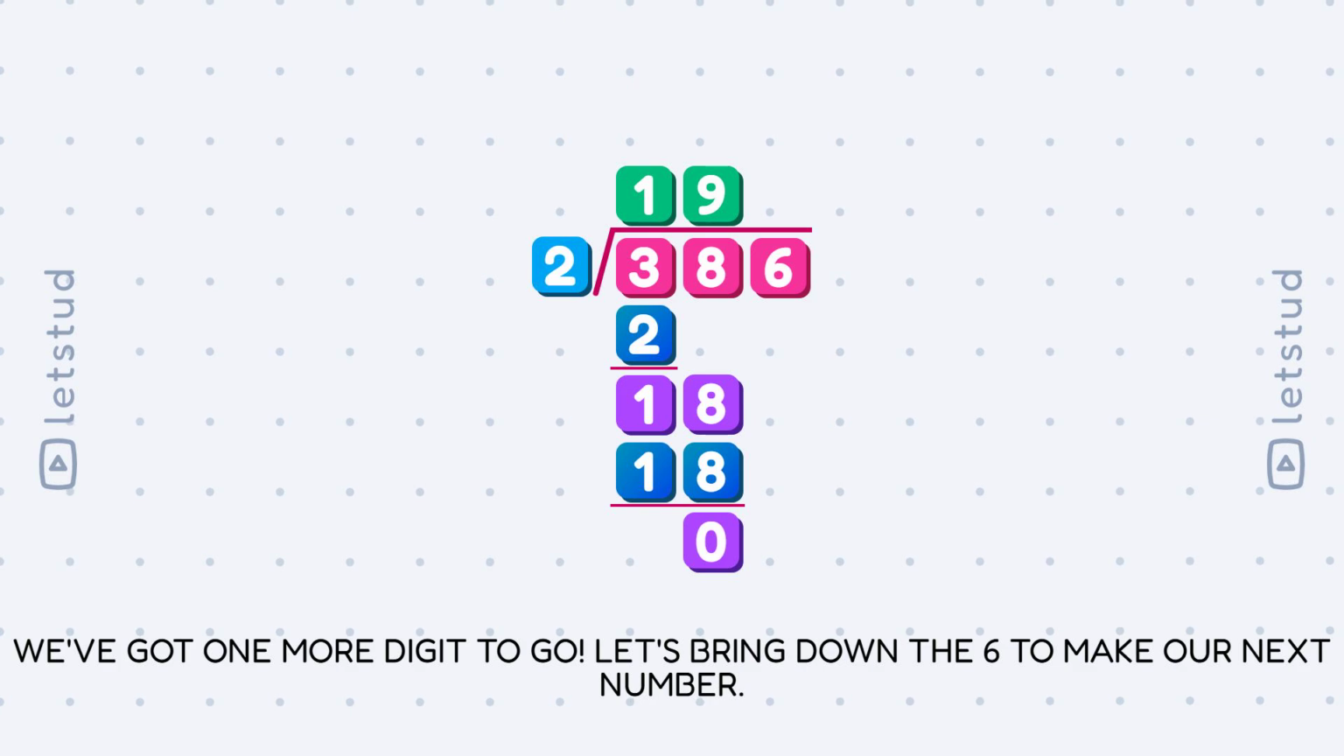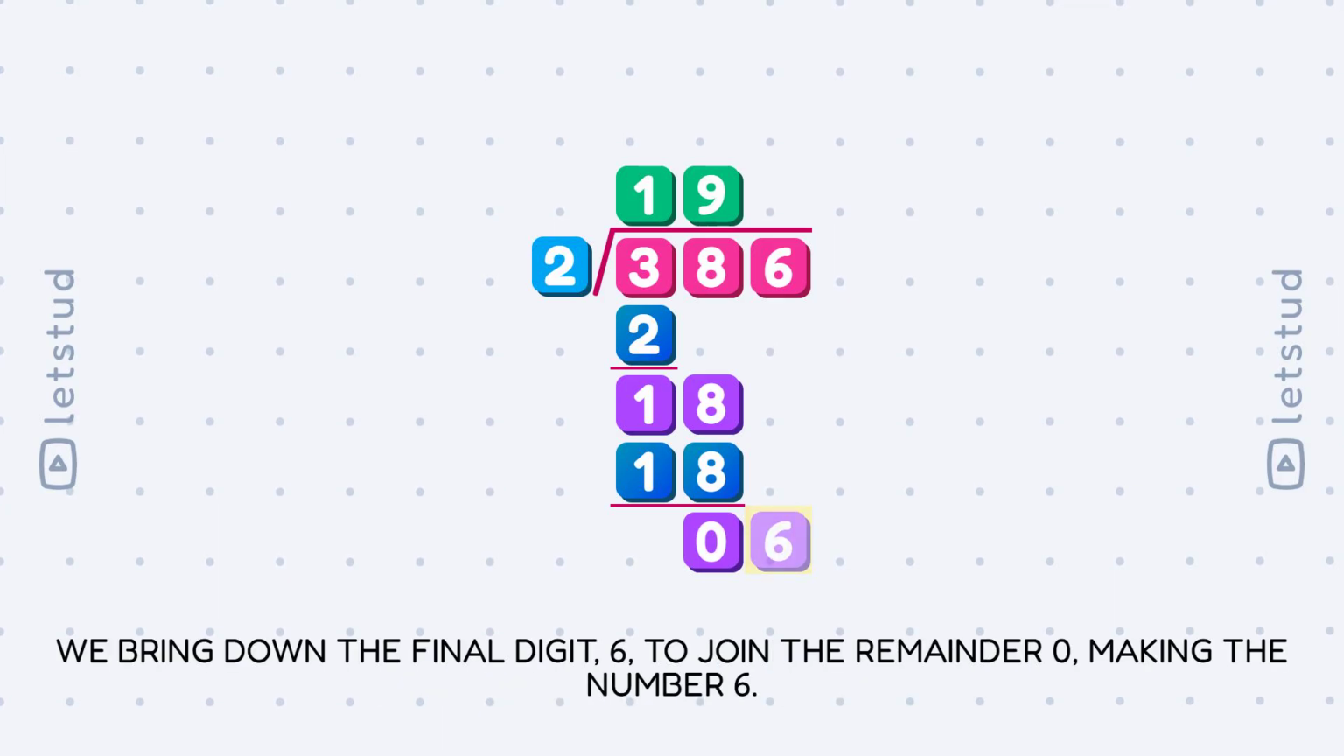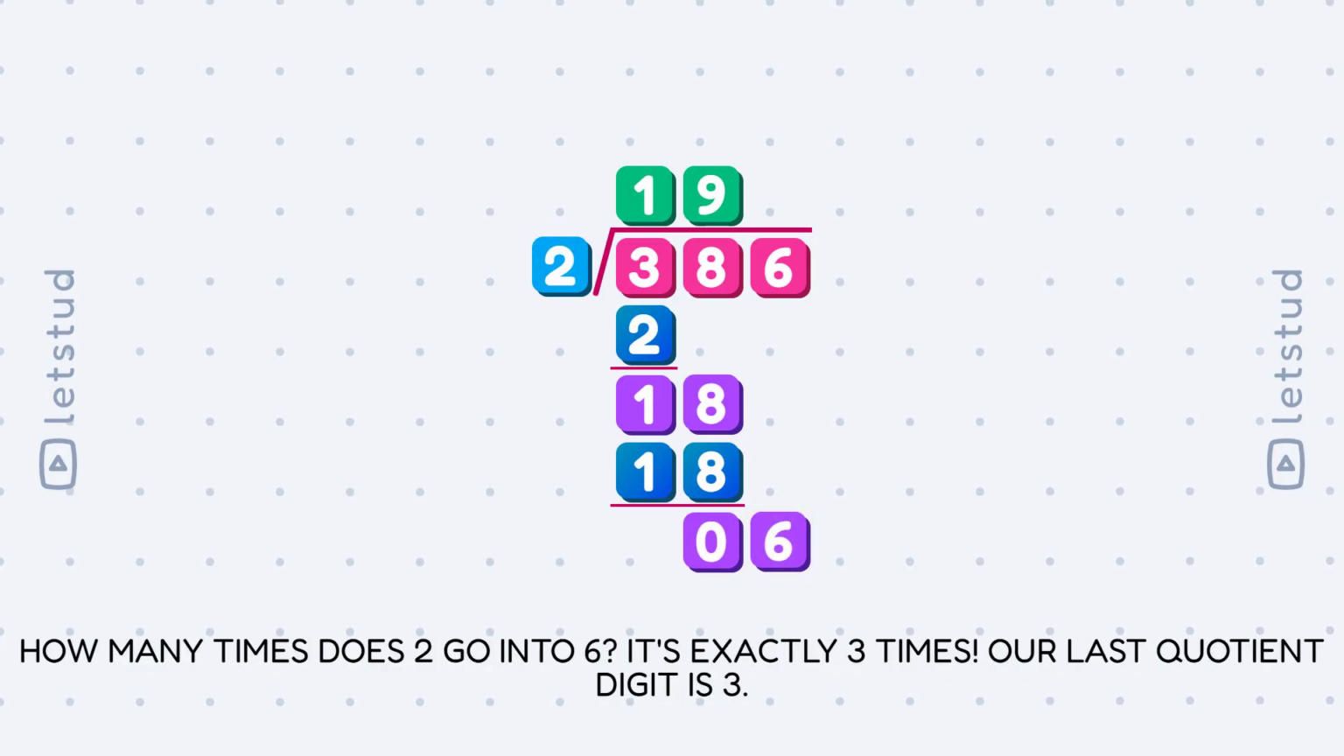Let's bring down the 6 to make our next number. Last step, let's finish this division. We bring down the final digit, 6, to join the remainder 0, making the number 6. How many times does 2 go into 6? It's exactly 3 times. Our last quotient digit is 3.